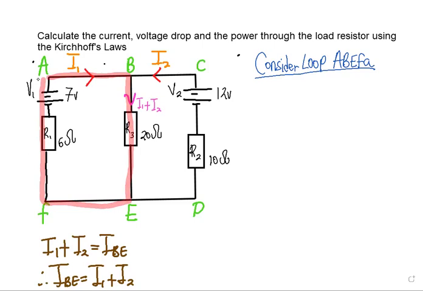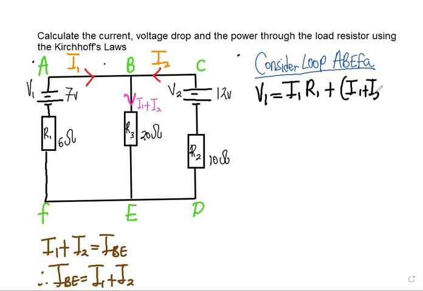On that particular loop, what are we going to have? We have V1. We know that V1 is equal to I1 R1, which is resistor number 1, plus I1 plus I2 as well, multiplied by R3, which is resistor number 3.